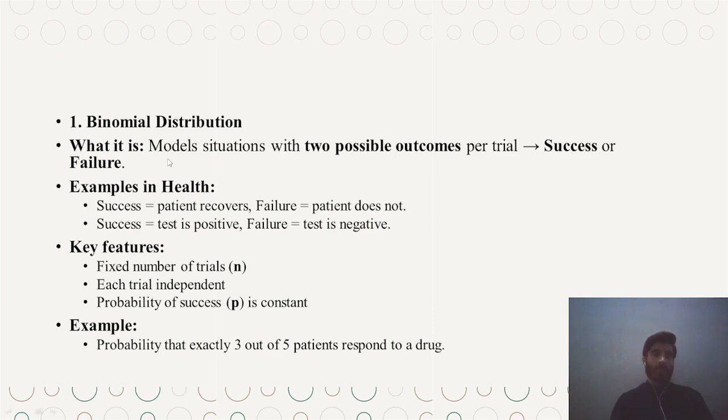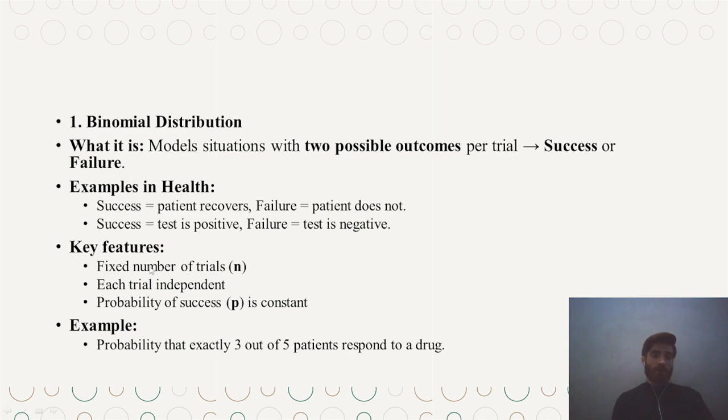Binomial distribution models situations with two possible outcomes per trial, for example success or failure, positive or negative, or heads or tails. Example in health: success is the patient recovers and failure is the patient does not. Success is the test is positive and failure is the test is negative.